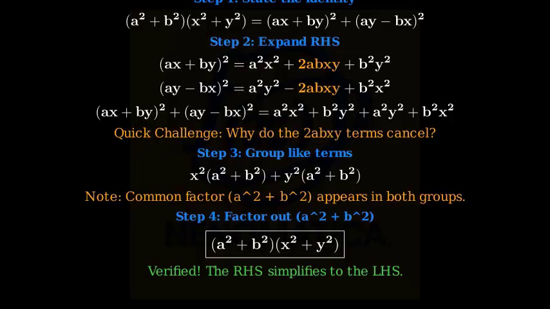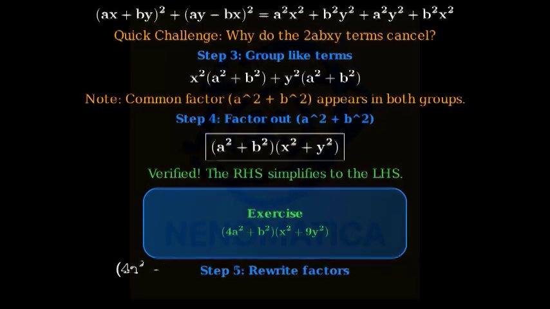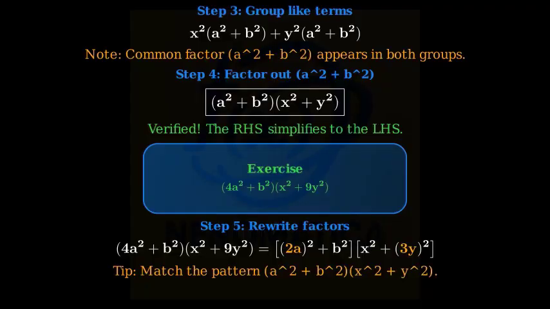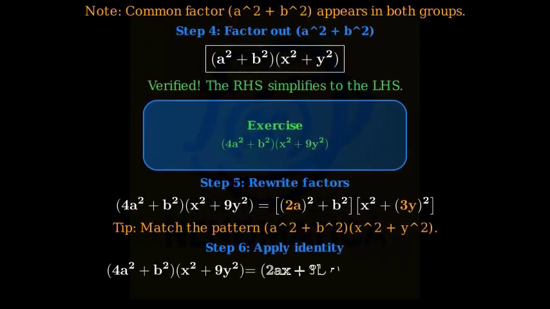Lagrange's identity holds. Now, let's apply the identity in an exercise. Step 5. Rewrite each factor as a sum of squares. 4a squared is the same as (2a) quantity squared, and 9y squared is the same as (3y) quantity squared. Step 6. Apply Lagrange's identity directly with a equals 2a, b equals b, x equals x, and y equals 3y.